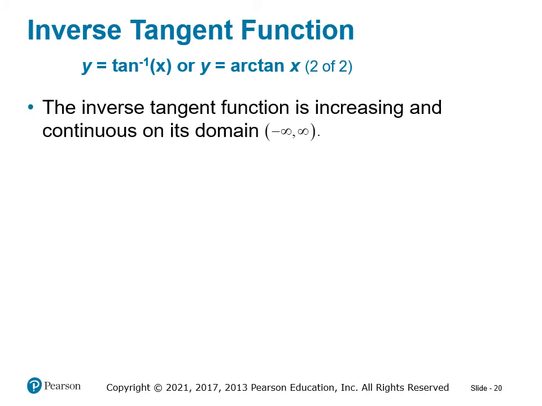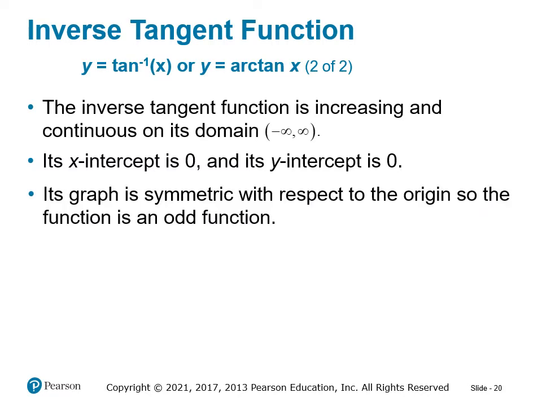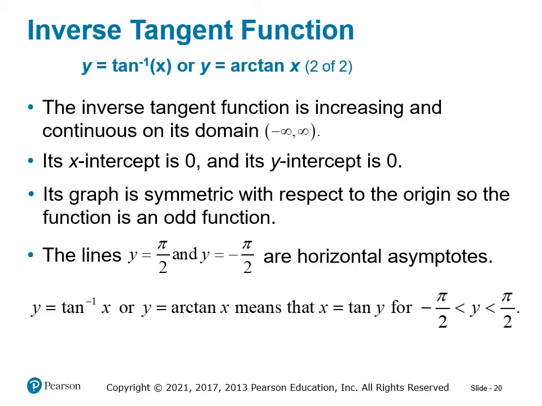It's increasing, it's continuous, its x and y intercepts are 0, so it's going through the origin. It's symmetric with respect to the origin, so it's an odd function. And of course, for tangent and cotangent, we have horizontal asymptotes for inverses.